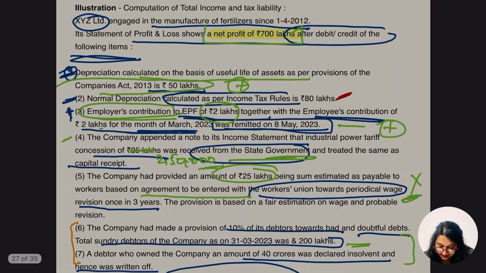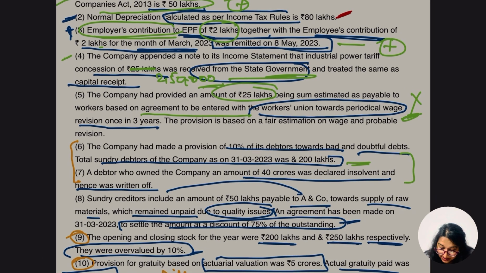Let me read it again. As they are saying, the company had made a provision of 10% of the debtor. 10% of which? 10% of this. They are saying 10% of its debtor toward the bad and doubtful debt, and they are having the total debtor of 200 lakh, which means 10% is 20 lakh, simple. So this is to be added back. Okay. But what about this?